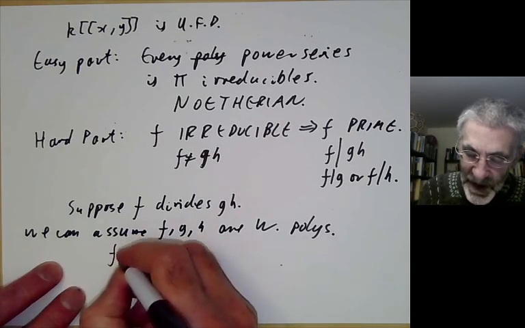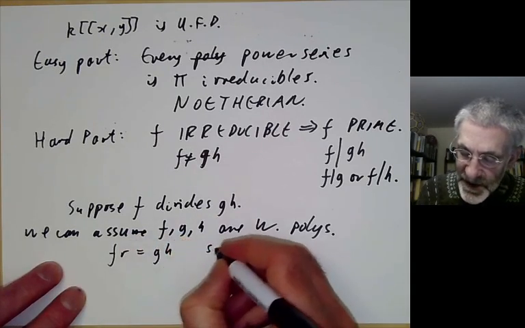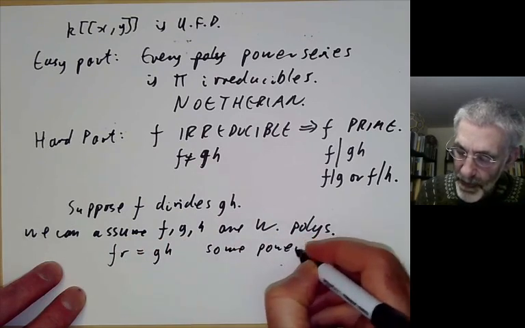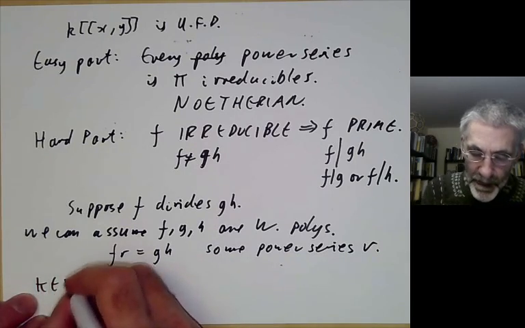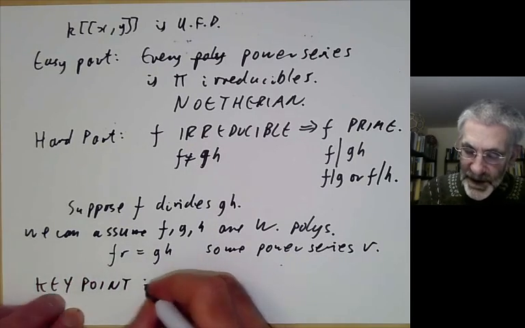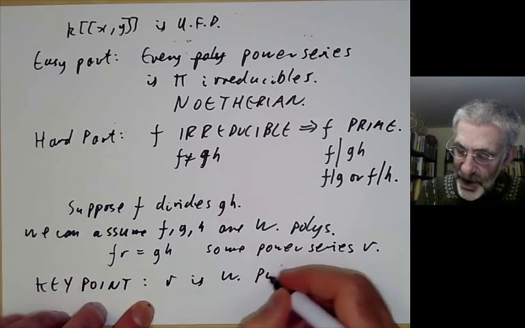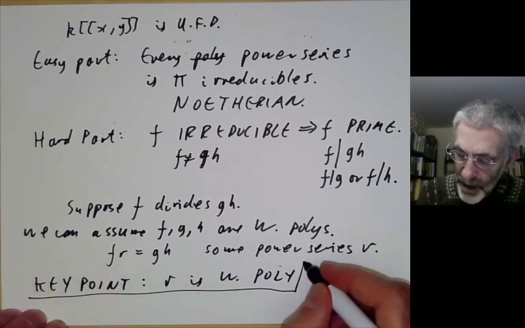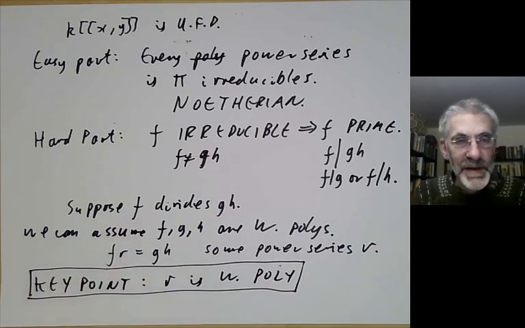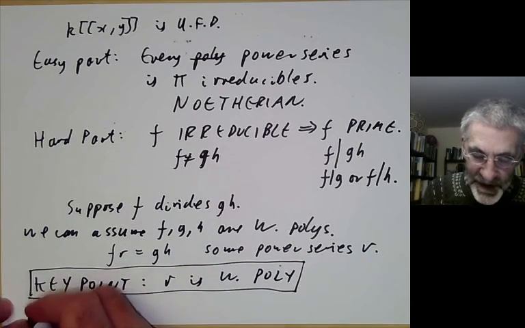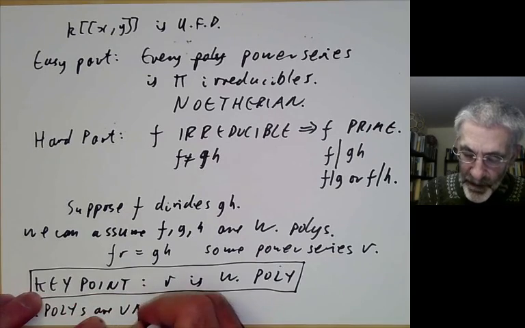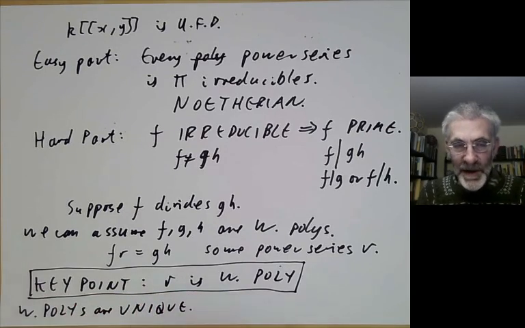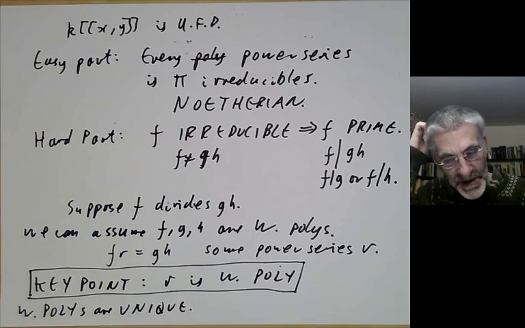So we have f times r is equal to g times h for some power series r. Now the key point is that r is a Weierstrass polynomial. And in order to do this, I'm going to use something that I didn't actually prove about Weierstrass polynomials. This follows from the fact that Weierstrass polynomials are unique. This is something else you should really check, but I'm going to leave this as an exercise.